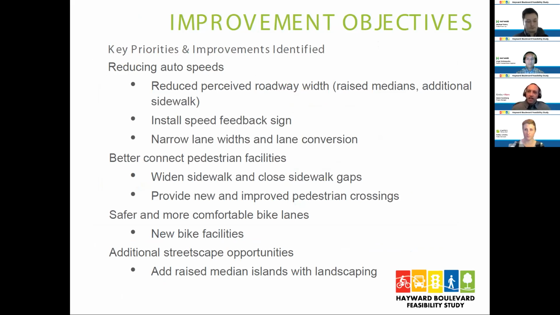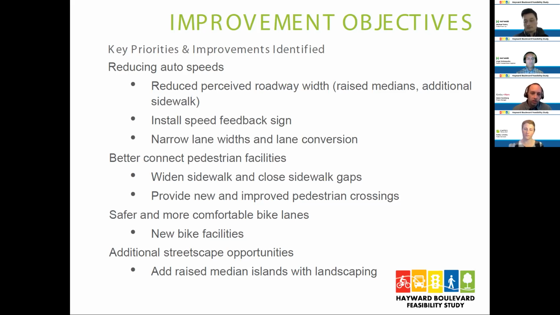Okay, great. So then translating what we heard from the community and what we found in our analysis to actual specific priorities for improvements, we flagged a few key items. One was reducing auto speeds. And then here we have some bullets of some strategies that are commonly used to address these particular objectives. So that includes the most effective tool at reducing auto speeds is what we term as reducing the perceived roadway width. So basically how wide the roadway seems to a driver. Does it feel like a highway where they should be traveling fast, or does it feel like a local community residential street where they should be traveling slower?